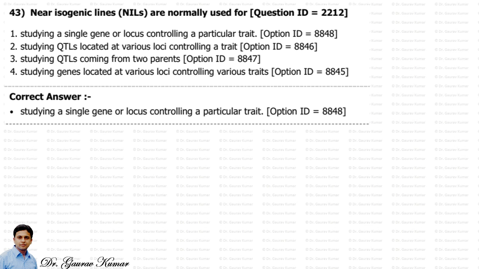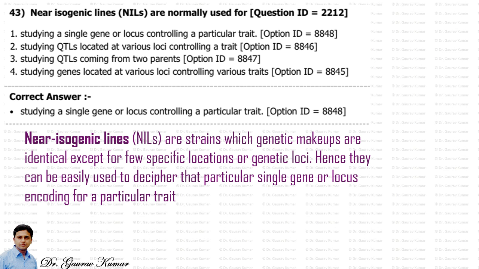Next question, near isogenic lines are normally used for. Near isogenic lines are strains whose genetic makeups are identical except for a few specific locations or genetic loci. So only those genetic loci at specific locations are important, because now they can be easily used to decipher that particular single gene or locus encoding a particular trait.